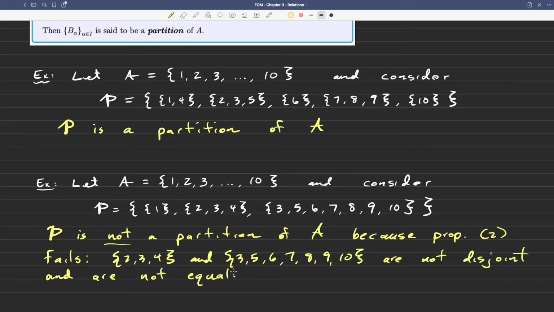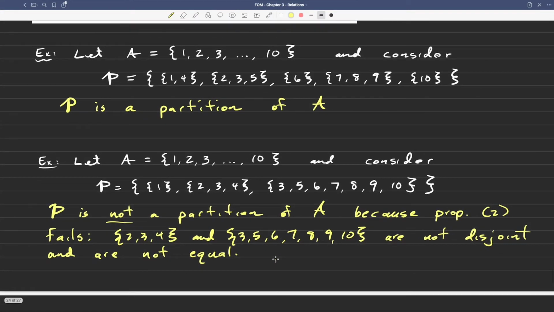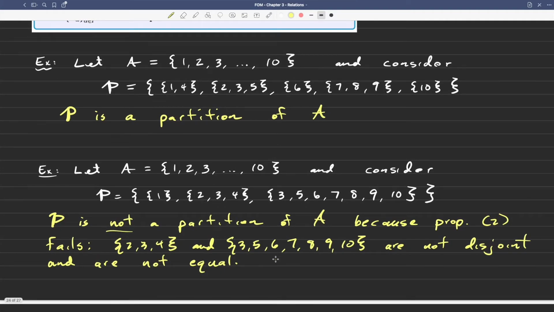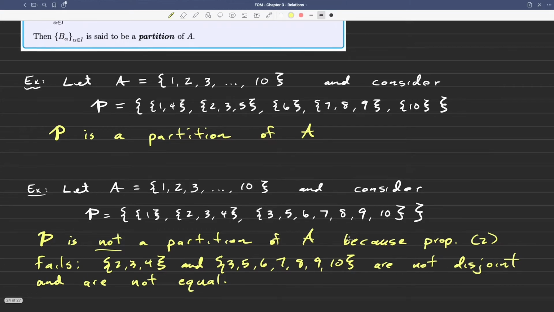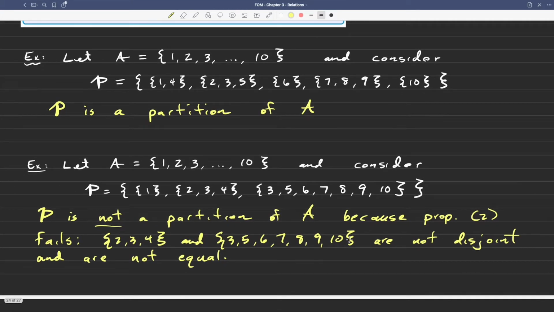It could be that you have the same set in the partition listed twice, but we know that that's just a redundancy that we can eliminate, because we're talking about a set of sets, and anytime you talk about sets, you can eliminate redundancy. It does look like the third property of being a partition would have been satisfied, because I see 1, 2, 3, 4, 5, 6, 7, 8, 9, 10. If I did union up those sets, I would get back all of A. But it doesn't matter. It failed to be a partition because it failed one of the properties, property number 2.